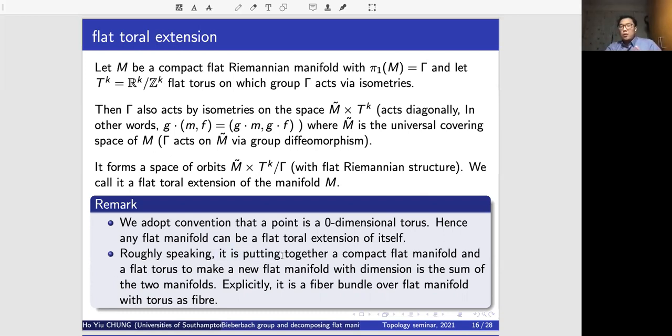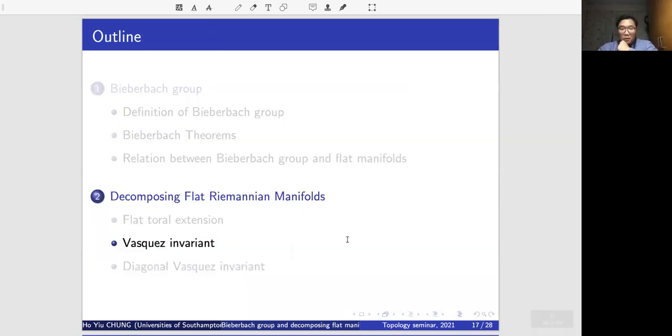And the second one is what we're actually doing is basically putting a flat manifold and a flat torus together, gluing them together to get a new manifold with dimension the sum of the previous two. It's a way to get a new manifold. And explicitly it's just a fiber bundle over the flat manifold with the torus as a fiber. All right. So the problem I'm working on is, when you're given such a manifold, how can you express it as a flat toral extension of a flat torus and a smaller compact manifold to get the group that you're working on? So we try to decompose it into a flat torus and a smaller compact manifold.